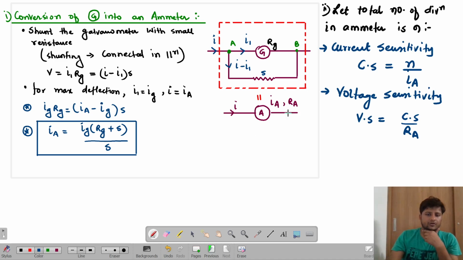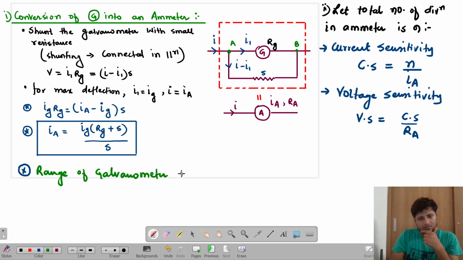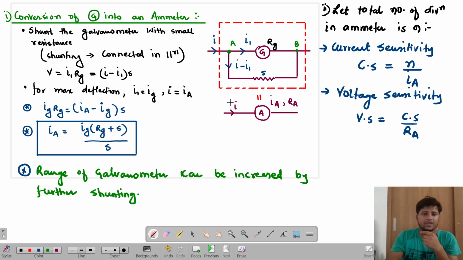Now let's suppose I want to increase the range of this galvanometer. There is an important note: the range can be increased by further shunting it. Further shunting means adding more shunt resistance in parallel, which will provide more sensitivity of the ammeter.